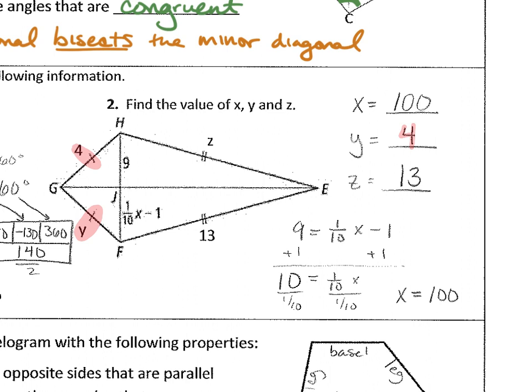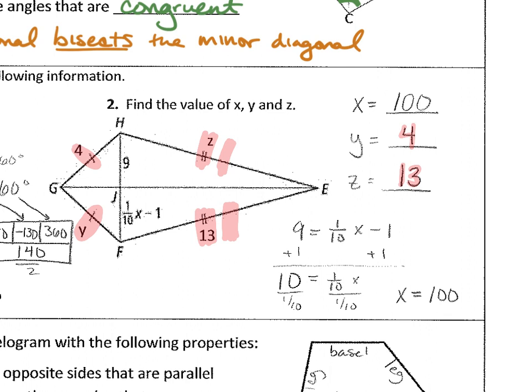Same idea if FE is marked with 2 tick marks and is 13. I'll make two tick marks with my highlighter. What is the value of z? Also 13. So those 2 questions are really simple. If you have one of the side lengths, then the consecutive side length is the same. But when we solve for x, we're using that extra property that we wrote down.